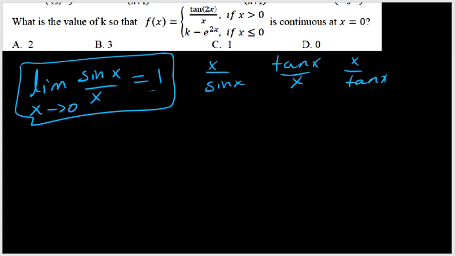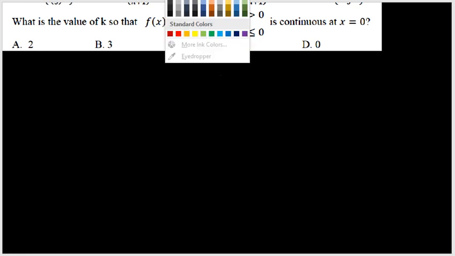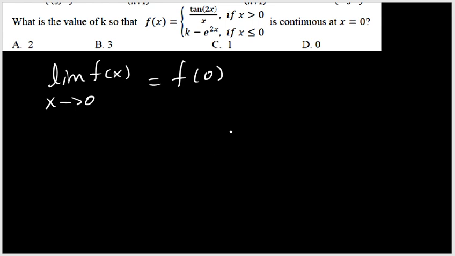That is a special limit. So now let us get back to our question. What is asked here is the value of k. There is a piecewise function given, and it is continuous at 0. That means the limit of f of x as x approaches 0 must be equal to the functional value at 0. For f of 0, we take the second part, where the equal sign is found, so I substitute 0 in place of x, giving k minus e to the power of 2 times 0.